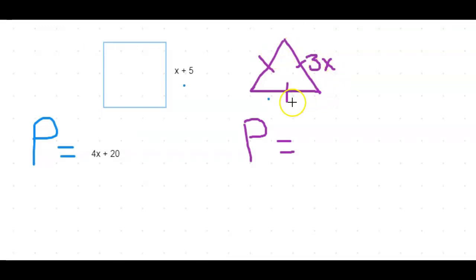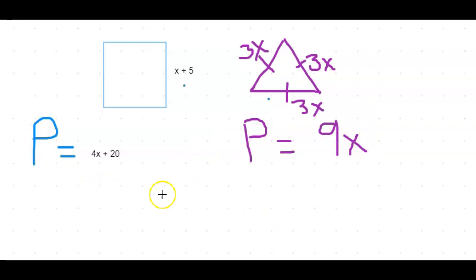So if this is 3x, then that is 3x, and that is 3x. So the perimeter, I'm not multiplying these things. The perimeter means this plus this plus this. So 3x plus 3x plus 3x, if I wrote it all out and counted them, that would give me a total of 9 x's. So the perimeter of the square is 4x plus 20. The perimeter of the equilateral triangle is 9x. So you know what to do now.